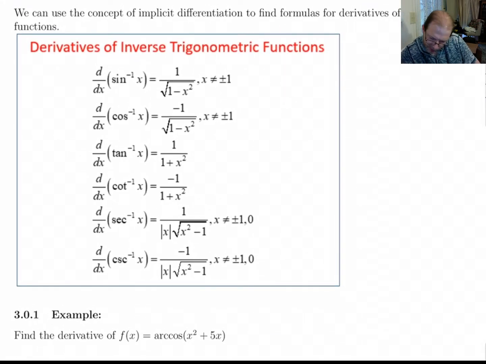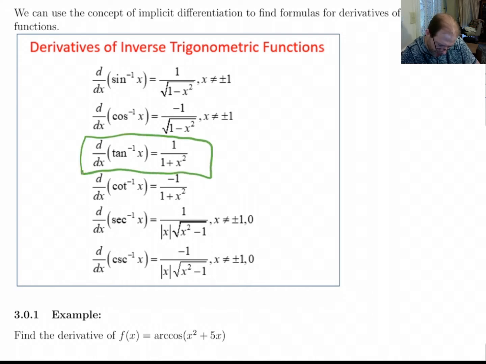One thing I should mention about this is that by far the most important formula on this page is the derivative of inverse tangent, or arctangent, which is 1 over 1 plus x squared. That's going to come up all the time in Calc 2, so that one is worth memorizing. The rest of these, just know that they're there and that you can look them up if you need them. But memorize the inverse tan derivative.